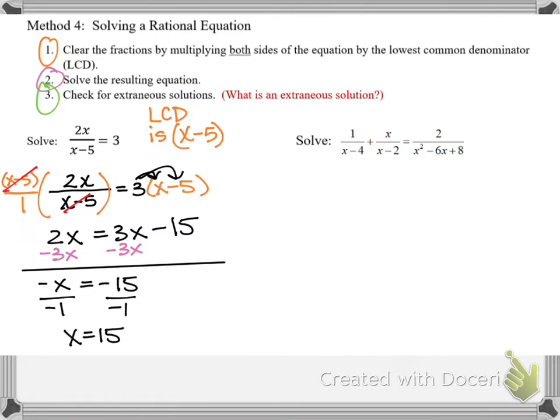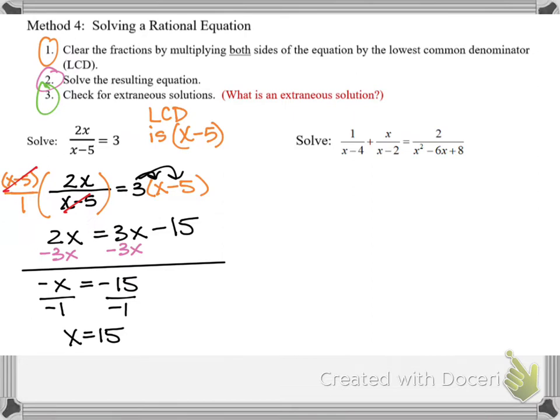But now I have to do step 3, where I have to check for extraneous solutions. And we'll look more in depth at extraneous solutions on slide 2. But for right now, just let me tell you that an extraneous solution is a solution that you arrive at, but it actually is not part of the domain of the original equation, meaning that it would have made the denominator of the original equation 0, and that is not part of the domain, because we cannot have 0 in the denominator of a fraction.